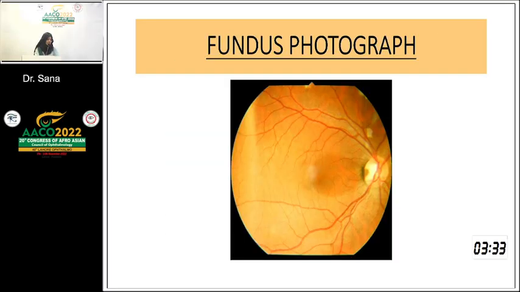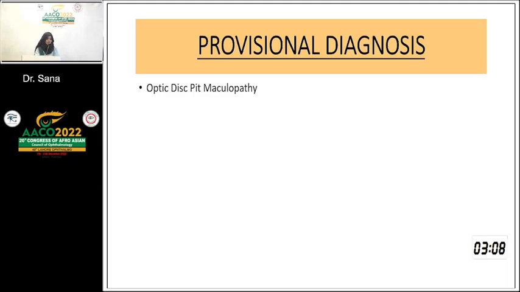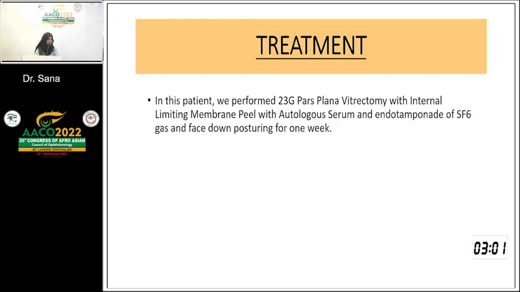This is the fundus photograph of the right eye of the patient, showing macular swelling and the optic disc pit temporally. In investigations, we performed OCT macula and we noted that there is macular schisis. The nerve fiber layer was intact. However, the inner segment outer segment junction was disrupted and macular edema is noted. So, on the basis of clinical examination and investigations, our provisional diagnosis was optic disc pit with maculopathy.